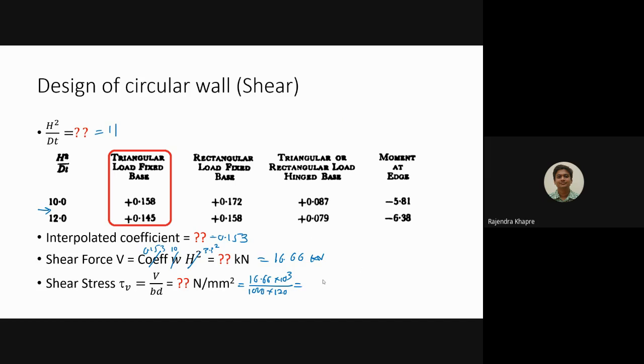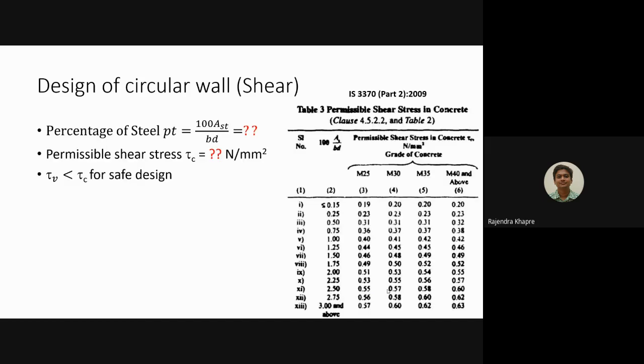Yes, tau v value, someone? 0.138 newtons per mm square. ठीक है. So now this is the value of the shear stress. Now you have to calculate the percentage of steel.